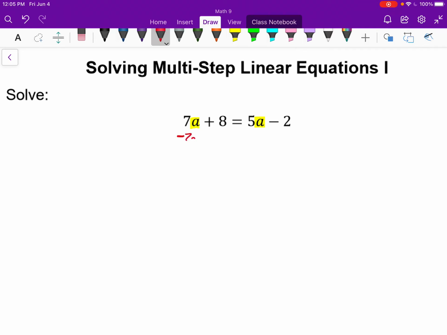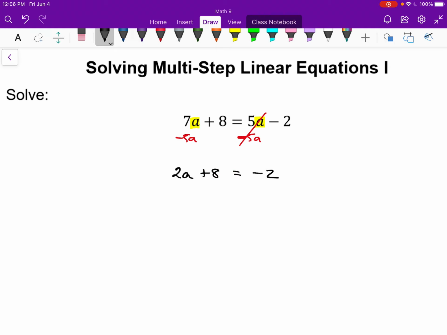One thing I could do is subtract 7a from both sides. If I do that, 7a is gone from the left-hand side. And on the right-hand side, I have 5a minus 7a, or 5 minus 7, which is negative 2a left. Or what's the other option? The other option is to subtract 5a from both sides. And I kind of like this better, so that's what I'm actually going to do, because that cancels out. And on the left-hand side, I have 7 minus 5, which is 2, which is a positive value. Before I had a negative value. So I have 2a plus 8 on one side and negative 2.